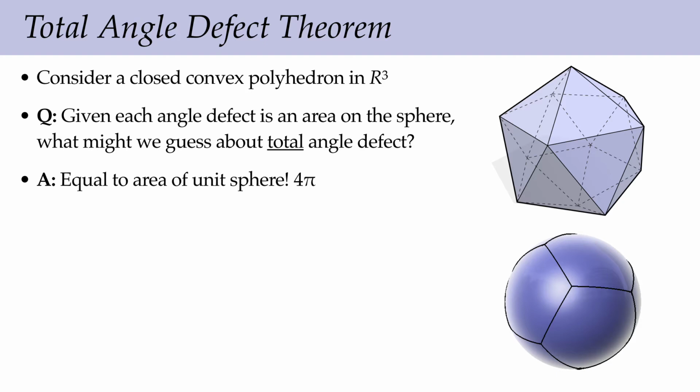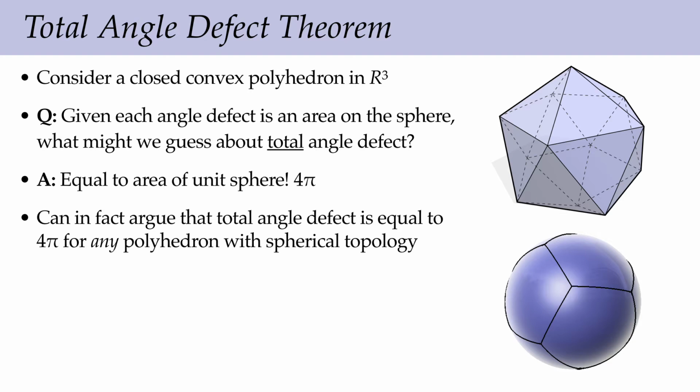These little areas are going to partition the sphere into pieces, in this case, into little pentagons. And in fact, you can argue that the total angle defect is always going to be equal to 4 pi for any polyhedron with spherical topology, not just convex, right? As long as it doesn't have any handles or holes, the sum of those angle defects will always be equal to 4 pi. Pretty cool.